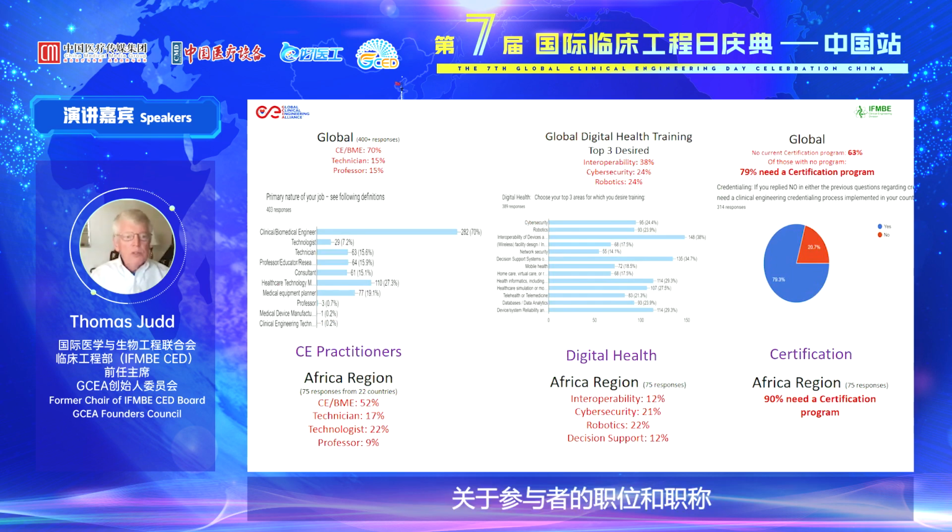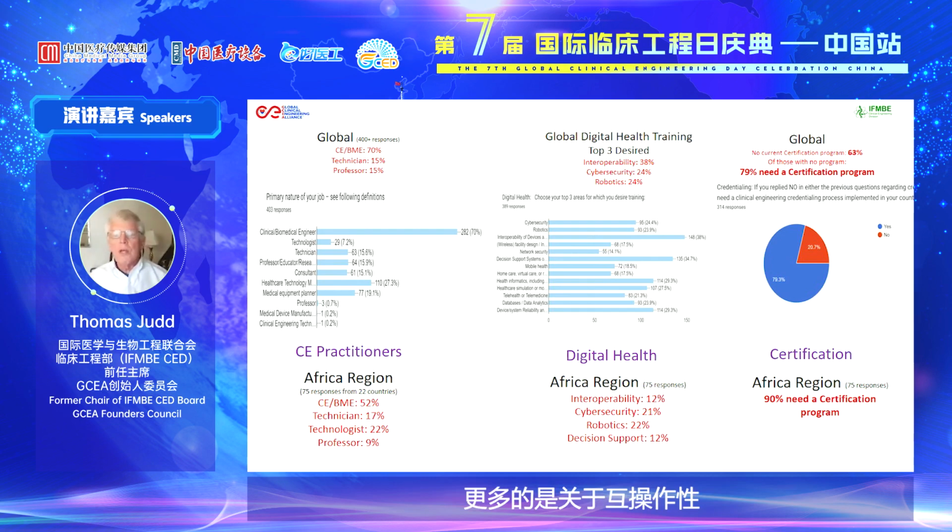What are the roles and job titles? 70% CEBME globally, 15% technician, 15% professors. In Africa, it's a lesser percentage: 50% rather than 70% are clinical engineers, biomedical engineers, 17% technician, 22% technologists. Global health training needed.